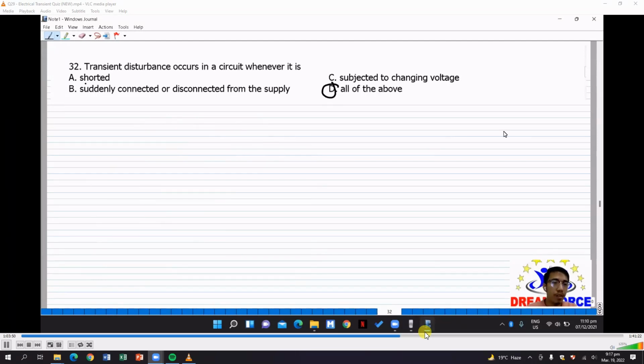Diba, ito parang si shorted. O yung transient natin, ibig sabihin nasa steady state. Connected or disconnected, pag follow ng switch at equals 0, may transient response. Subjected to changing voltage, si capacitor nagbabago ng voltage under transient analysis.